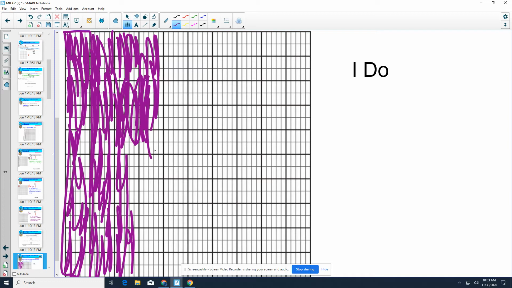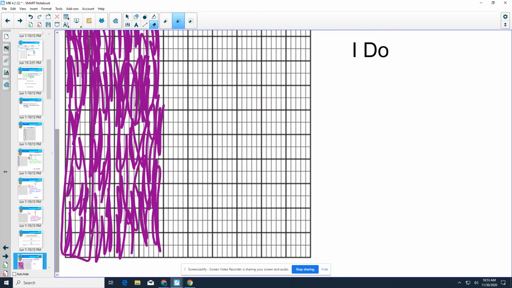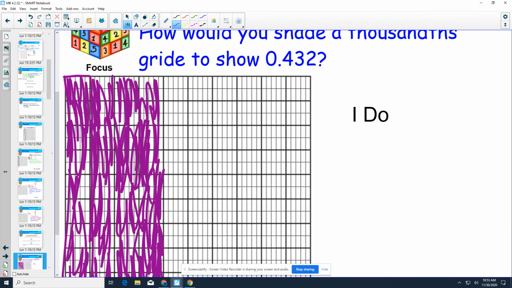Again, I'm just filling this in quickly. And again, you want to shade in all those. So I would get 1, 2, 3, 4 rows. And it's 430. So I did the 4 because it's 400. And then 32 thousandths. So now I know that this whole square is 10. So that gives me 410, 420, 430. And then I have 432. So I shade in 2 boxes.